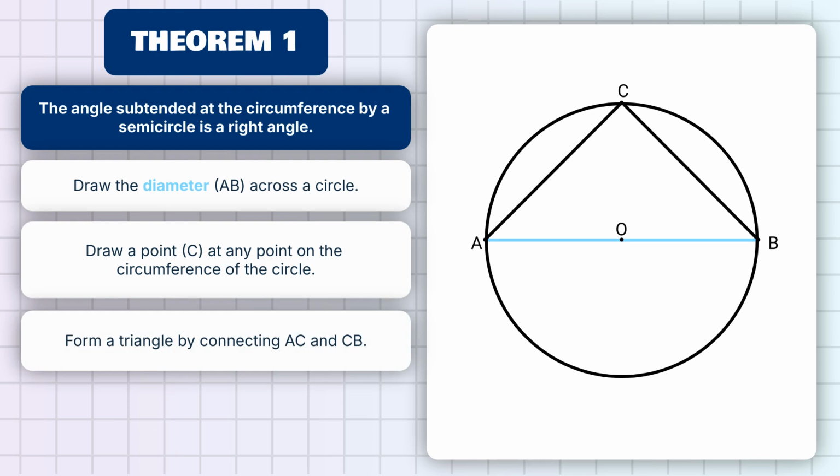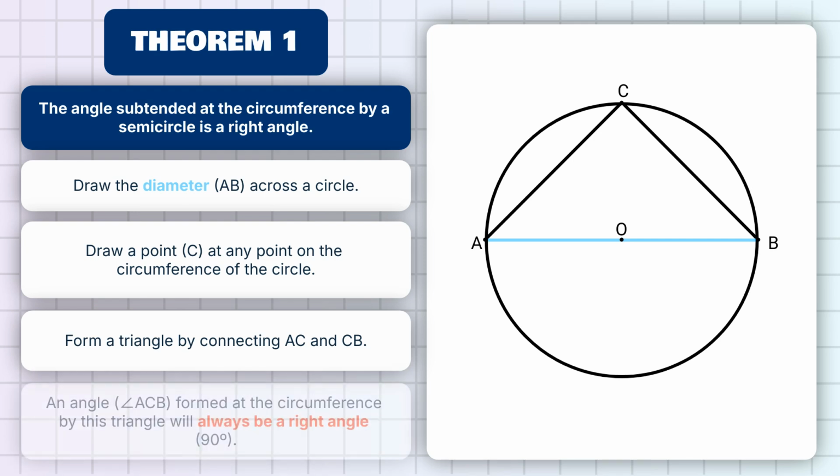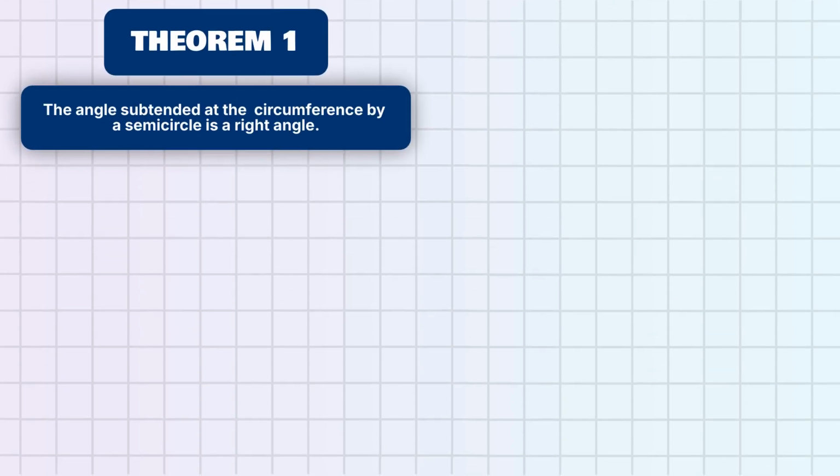The circle theorem we're currently exploring states that an angle formed at the circumference by this triangle will always be a right angle, which is 90 degrees. So in the above diagram, angle ACB is 90 degrees. Let's look at a few more examples of this theorem in action.